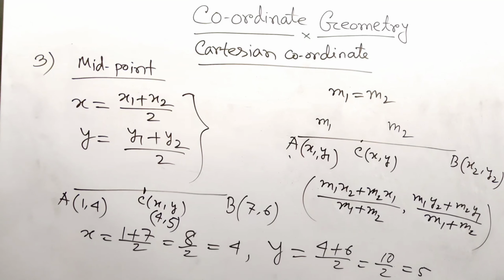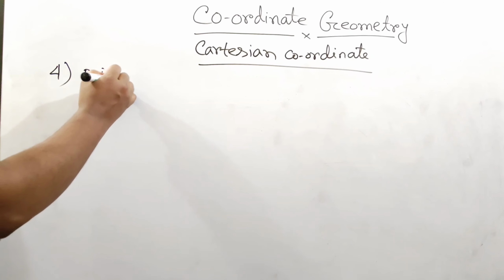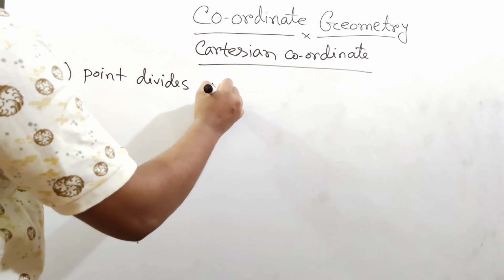Okay, now I'll show another formula, that is number 4. Point divides externally.